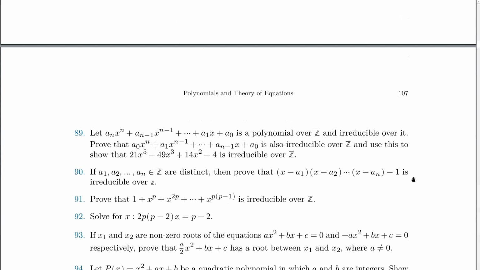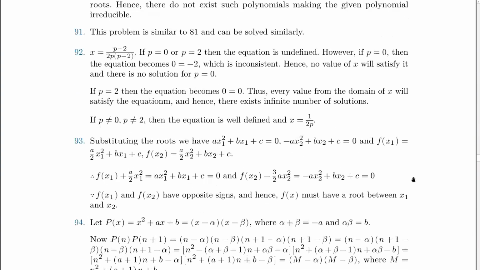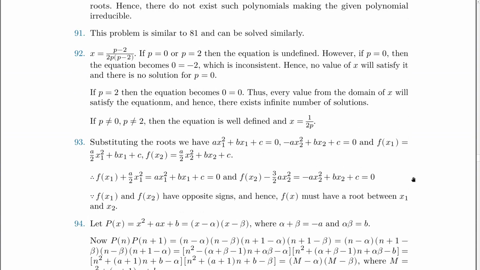Problem 94 says: let p of x is equal to x square plus ax plus b be a quadratic polynomial in which a and b are integers. Show that there exists an integer m such that p of n into p of n plus 1 is equal to p of m for any integer n. So we let that there are two roots, alpha and beta. So x square plus ax plus b becomes (x minus alpha) into (x minus beta). Now here alpha plus beta will be minus a and alpha beta will be b.